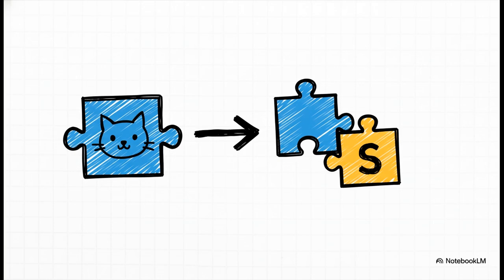Think about it. The word cat, that's one morpheme. It means that furry animal. But the word cats, that's actually two morphemes. You've got cat, the animal, and you've got s, which means more than one. Both pieces carry their own distinct meaning. They're like the atoms that build the molecules of our words.